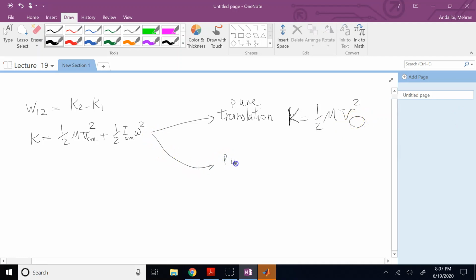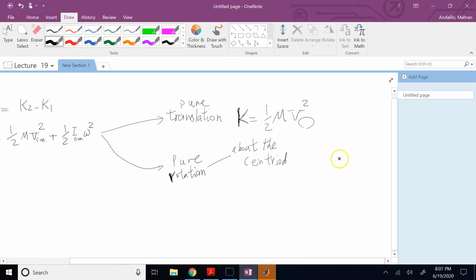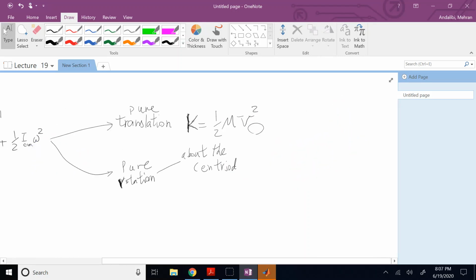Now, if you do pure rotation, there are two scenarios. Either you do this pure rotation about the centroid, so the rigid body is rotating about its centroid, like what? Like gears, right? So this is when your rigid body here has just pure translation, like this object that is just doing pure translation. Here is when the rigid body is rotating about its centroid, like, as I said, a gear.